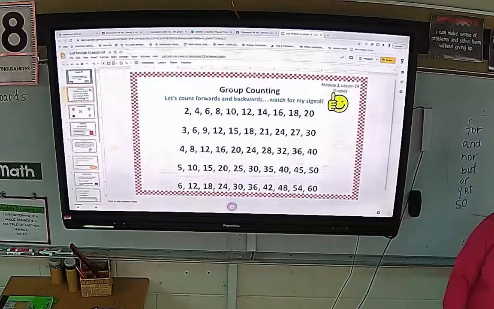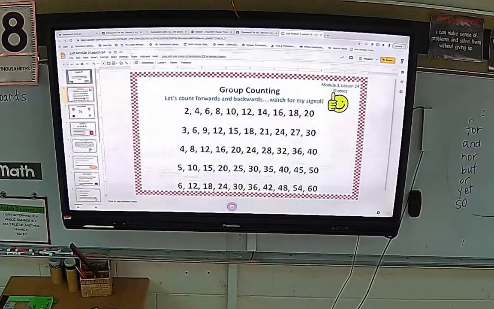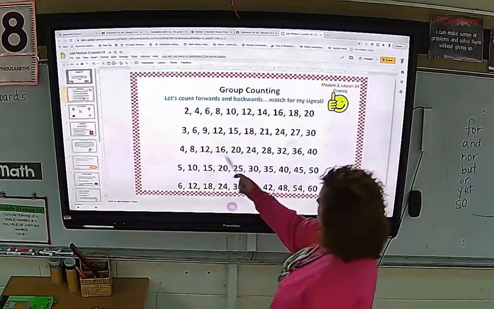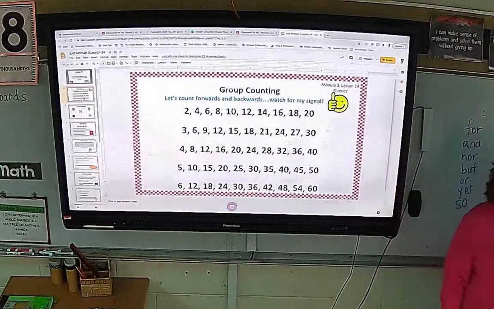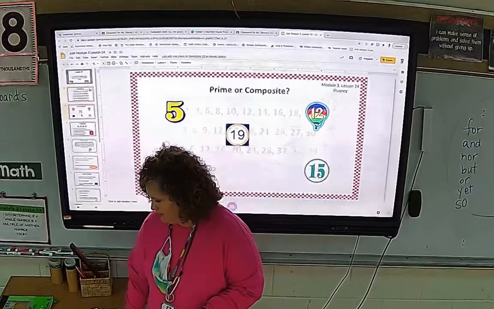Anything else you notice? And it could be anything. It's not a right or wrong answer right here. It's just wondering what you might notice. Yeah. What about the number in the middle? It's bigger. Okay. So the numbers get bigger as we go. They sure do. Okay. Anything else? Okay. Let's keep going for right now.